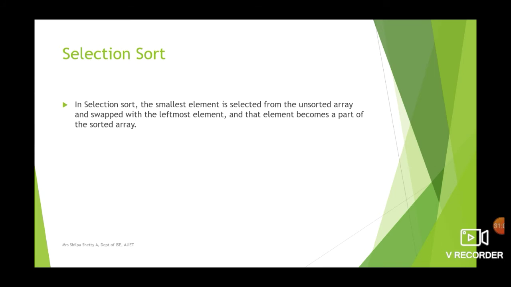Selection sort is another sorting technique that is frequently used. So in selection sort, the smallest element is selected from the unsorted array and swapped with the leftmost element, and that element becomes part of the sorted array. So please read the statement again. The smallest element is selected from the unsorted array and swapped with the leftmost element, and that element becomes part of the sorted array. That means, suppose that we have an array of 5 elements.